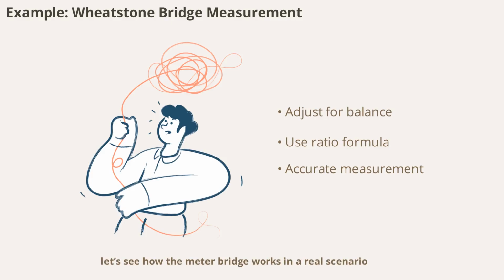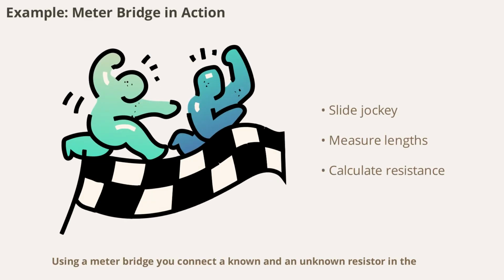Next, let's see how the meter bridge works in a real scenario. Using a meter bridge, you connect a known and an unknown resistor in the bridge arms and slide the jockey to find the balance point. By measuring the lengths on either side of the balance point, you can use the Wheatstone bridge formula to calculate the unknown resistance. This hands-on experiment is a staple in physics labs and demonstrates the practical application of theoretical concepts.